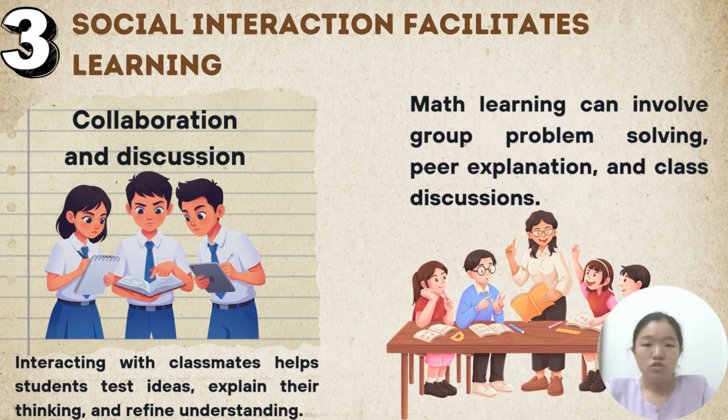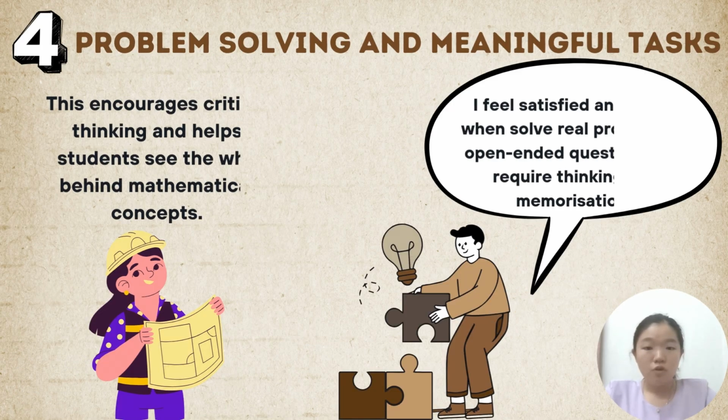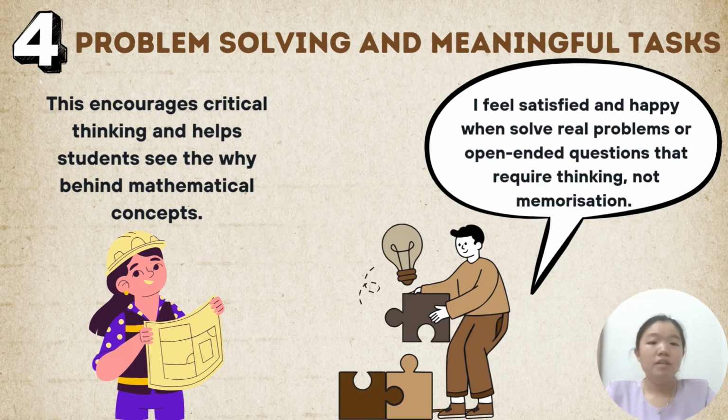The third one is social interaction facilitates learning. In this case, students collaborate and discuss ideas. Classmates help each other to study, share their ideas, explain their thinking, and refine their understanding. So math learning can involve group problem solving, peer explanation, and class discussion to make students join the learning process actively.